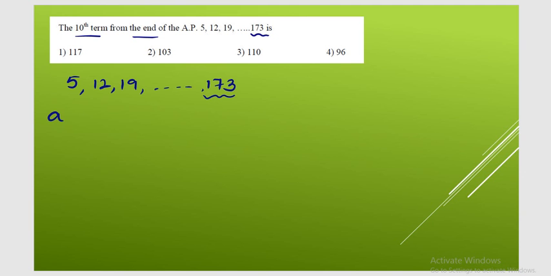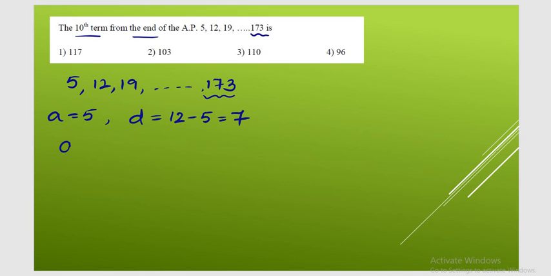Okay. So first term is 5. Since he has mentioned that it is in arithmetic progression, d is equal to second term minus first term. Second term is 12, first term is 5. So the common difference is 7. So we got the first term and the common difference.